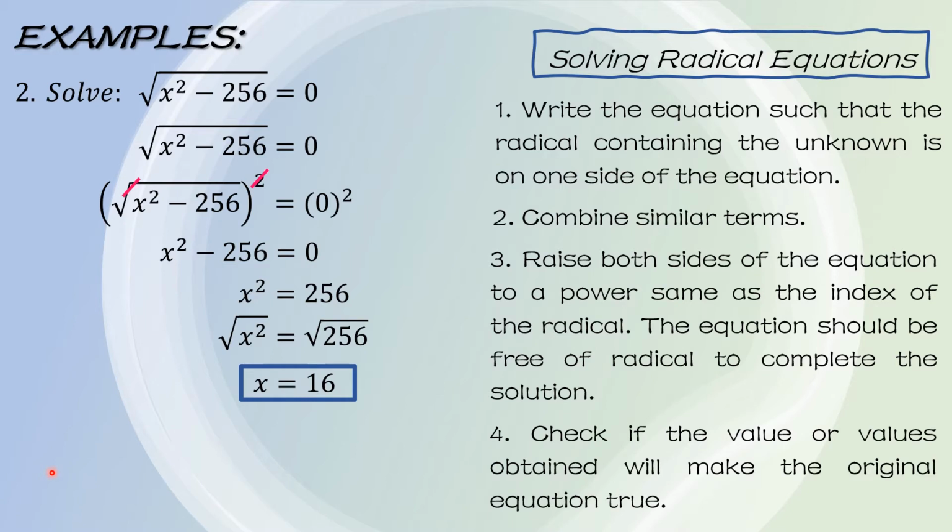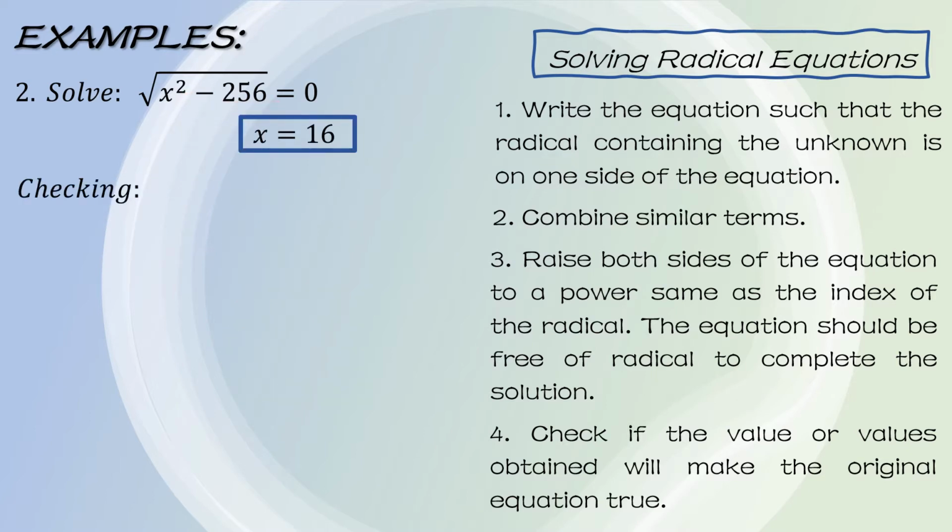Fourth step is to check if the value or values obtained will make the original equation true. So again, i-substitute lang natin yung nakuha nating 16 doon sa ating radical equation. So let us now have the checking. Let us substitute 16 to the variable x. So this will become square root of 16 squared minus 256 equals 0.